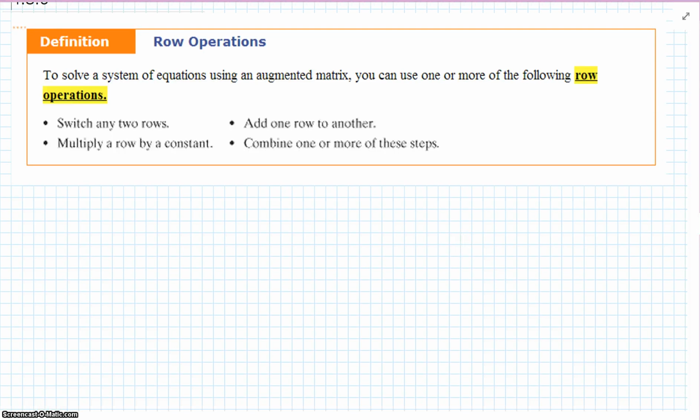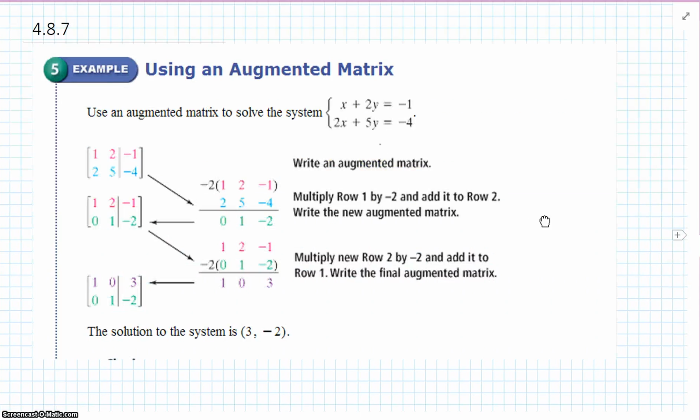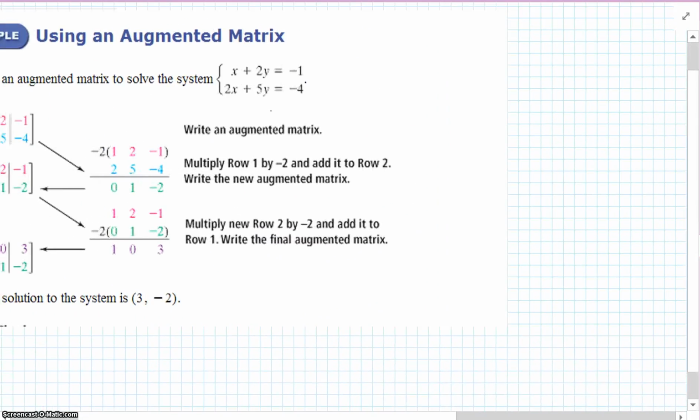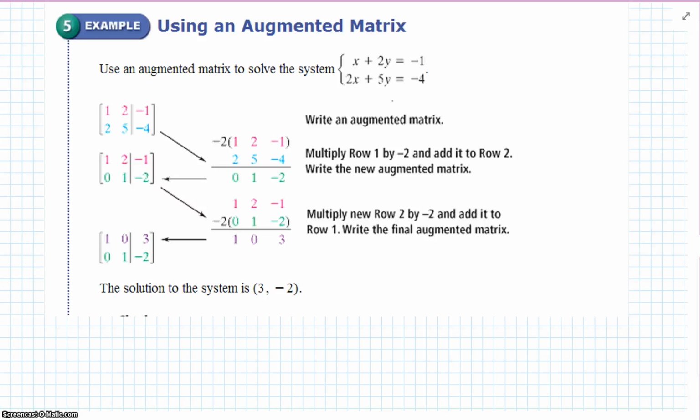Now with augmented matrices, we can use our row operations. To solve any system of equations using augmented matrices, you can use one or more of the following row operations. You can switch rows, you can multiply a row by a constant, you can add a row to another row, and you can combine one or more of these steps. So there's a lot of stuff you can do to manipulate these matrices. Let's just look through what the book did, using augmented matrices to solve this equation.